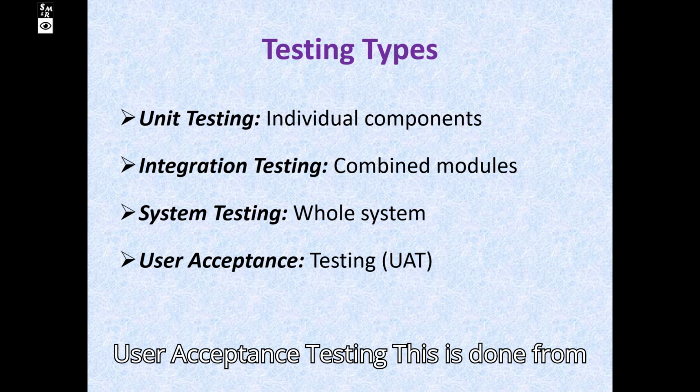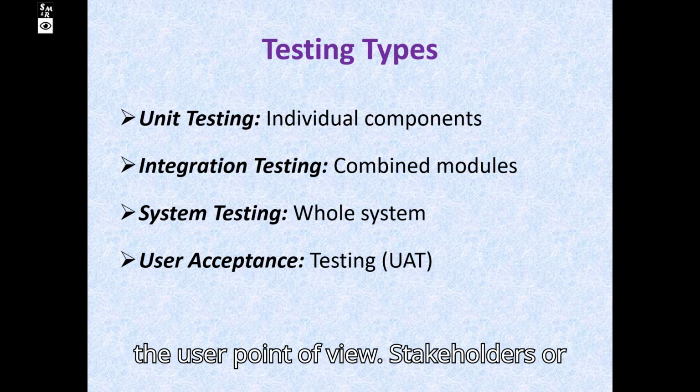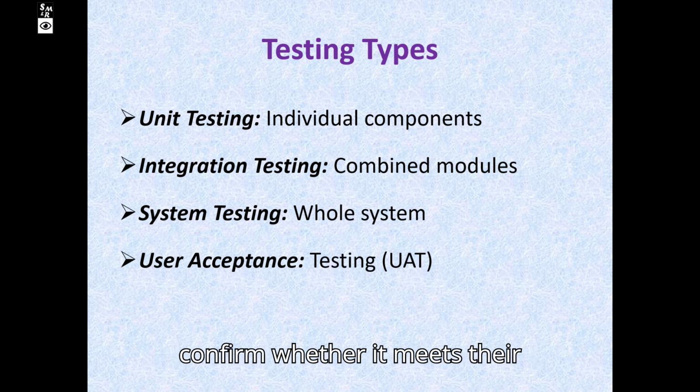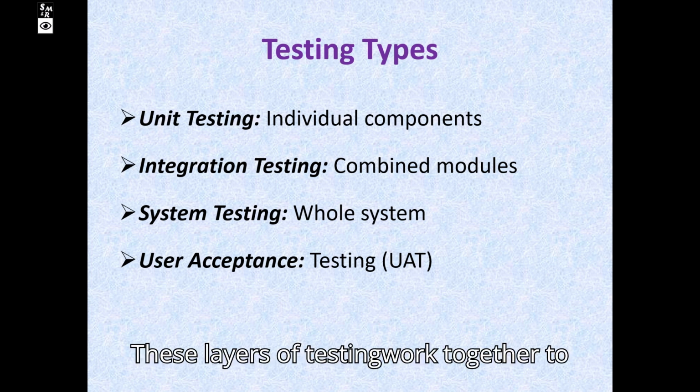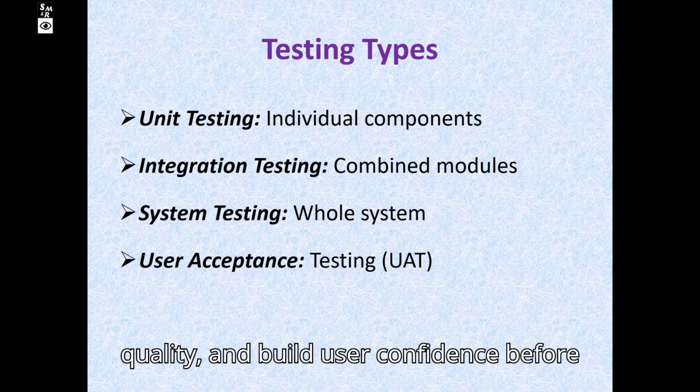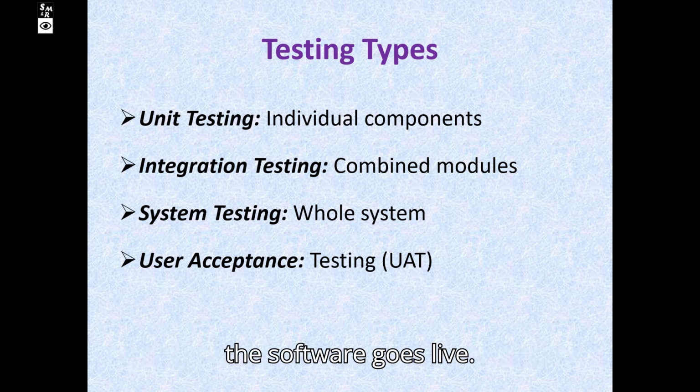User acceptance testing. This is done from the user's point of view. Stakeholders or real users test the final product to confirm whether it meets their expectations and business needs. These layers of testing work together to catch bugs early, ensure quality, and build user confidence before the software goes live.